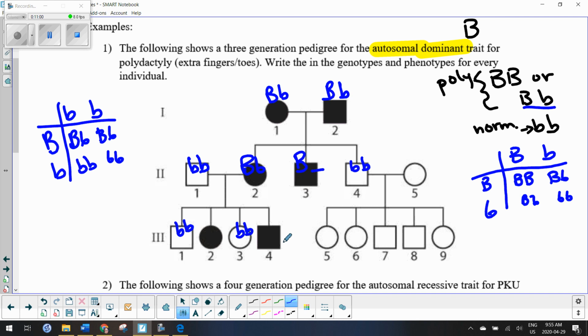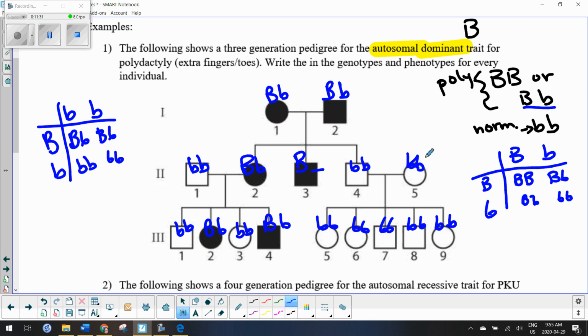Now, numbers 2 and 4. Do I know what they are? Well, they don't have offspring, but if I look at the parents, can you ever get a big B, big B? No, because Dad is little b. So, out of this combination, these guys have to be big B, little b. So, big B, little b, little b, little b, little b, little b. I feel like I'm making 6s.